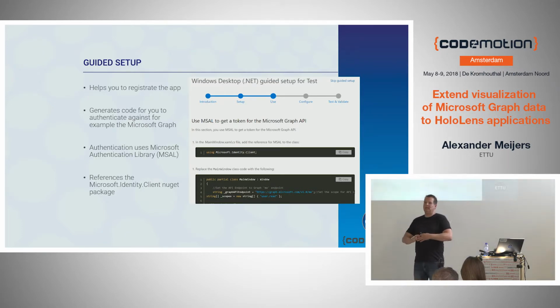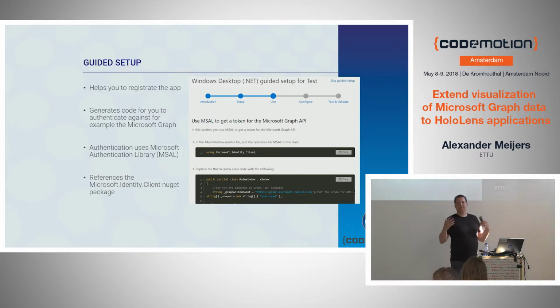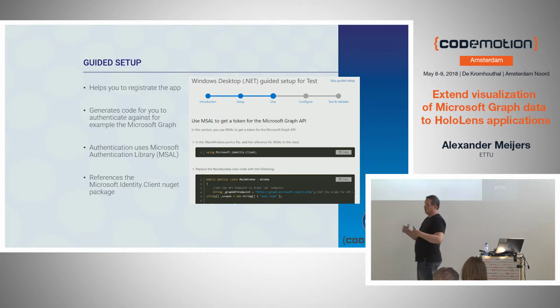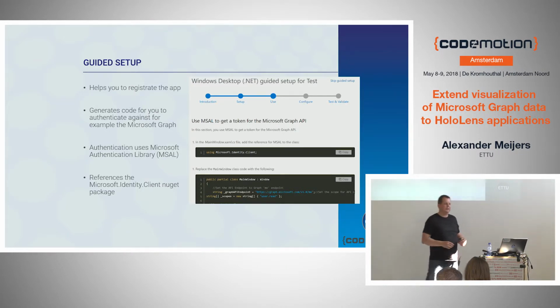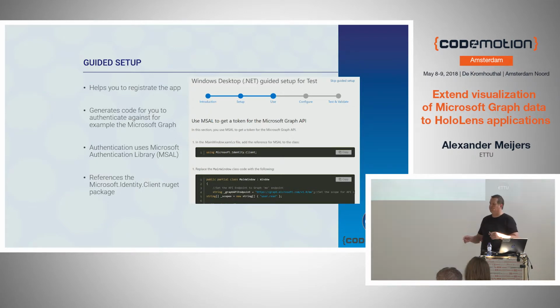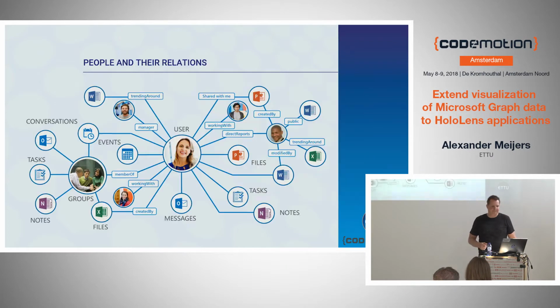Normally, you authenticate against Office 365 or Graph with what we call ADAL. ADAL is an authentication library, but that can only use organizational accounts. Microsoft just released, or in preview, MSAL, the new Microsoft Authentication Library, which allows you to use both organizational and Microsoft accounts. And it's very easy. It's just a reference to the Microsoft Identity Client NuGet package.